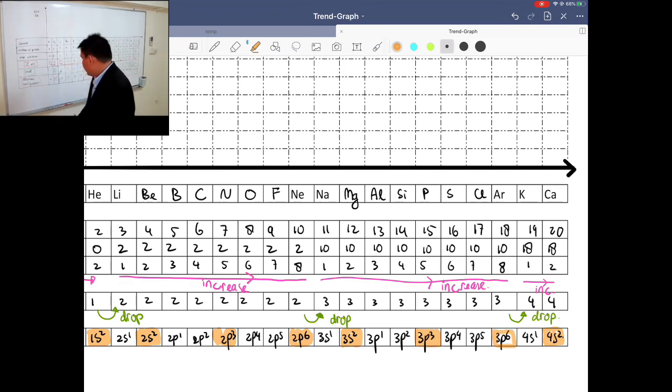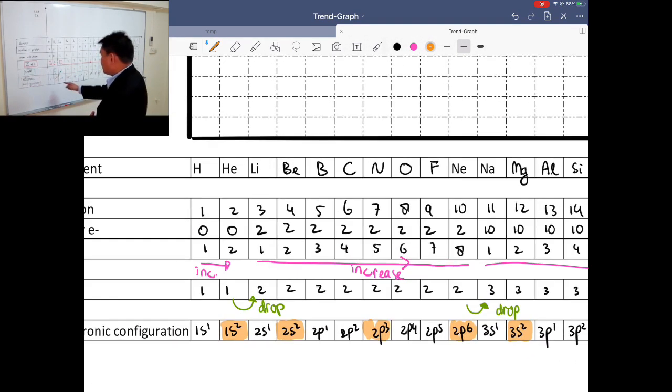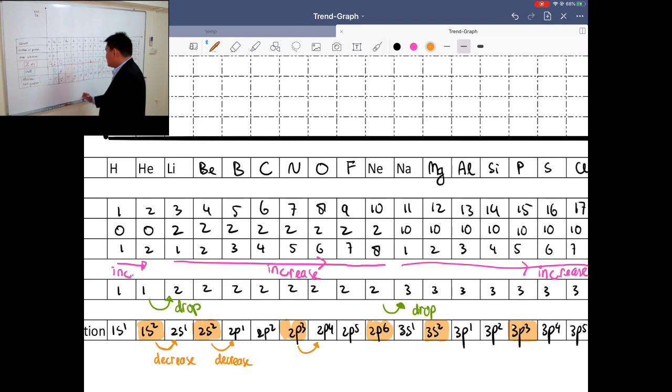How does this stability affect our graph? If it is stable, then the IE tend to be higher. So then the ionization energy will be slightly dropping. The effect is not so significant, but still you can see it. So this orange arrow represents a slight decrease in the first ionization energy.